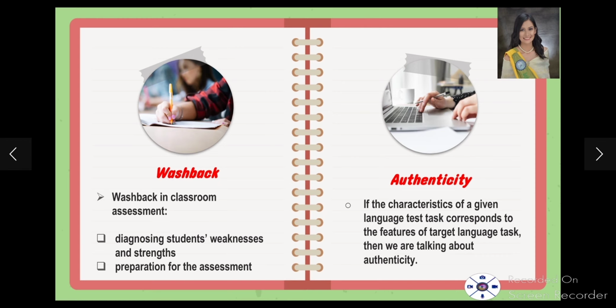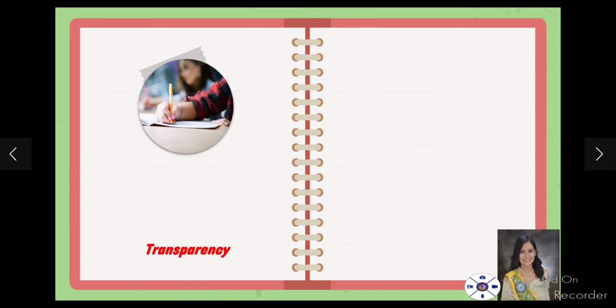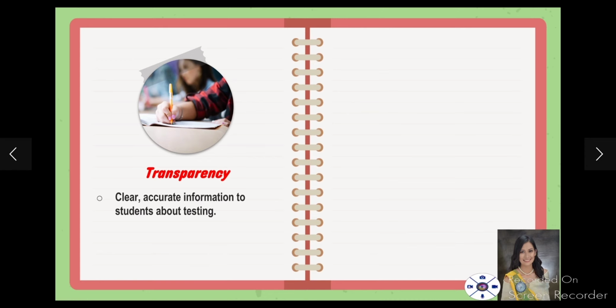So let us have the last principle, which is transparency. When we say transparency, this is clear, accurate information to students about testing. Transparency involves students in the assessment process. So in transparency, there are some contexts we need to consider.